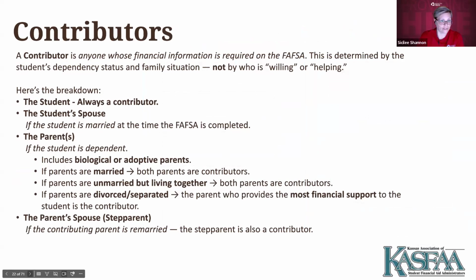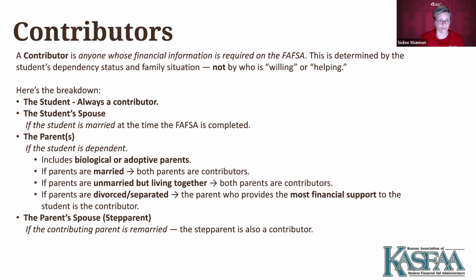So on the FAFSA, there is always at least one contributor. There could be more contributors, and so it's important to understand what a contributor is. Basically, it's going to be any person whose financial information is going to be required on the FAFSA. It is determined by whether a student is dependent or independent, and that's going to be based on the student status and the family situation. Unfortunately, it is not based on who is willing or not willing to help. At the bottom, you'll see that there is a breakdown.